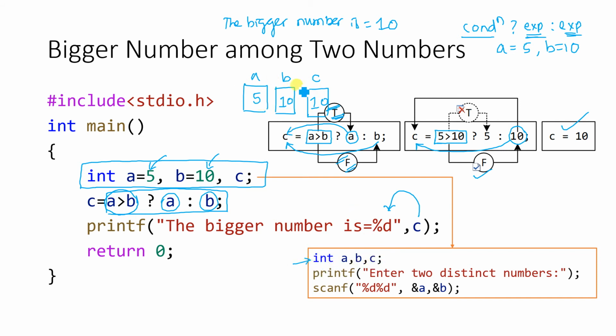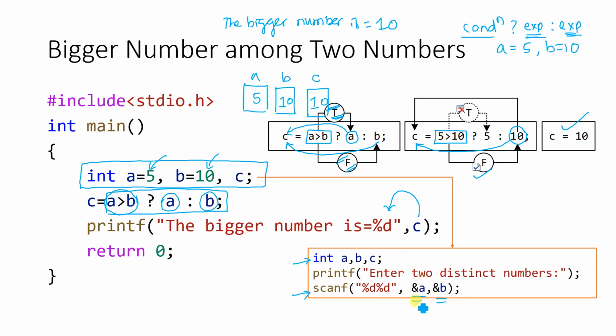So three variables get created. Once three boxes are created for three variables, the memory space gets created. After that, we should ask the user to enter two distinct numbers. That means two different numbers the user has to enter. Whenever the user enters two distinct numbers, we already know the meaning of the scanf function. So the scanf function will read those two numbers and store them in a and b. Okay, so a and b will be replaced with those values.